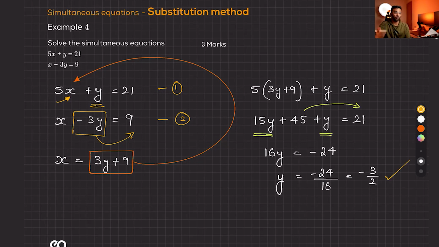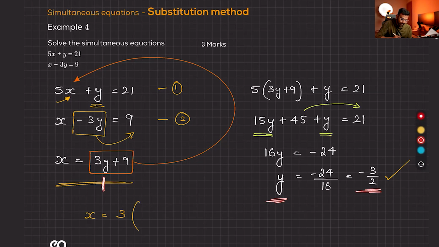Y is found. We're going to find x now. For x, you see this equation here? You take that same equation and work with it. So we have x is equal to 3 times... we're substituting in again, by the way, we found y as minus 3 by 2.